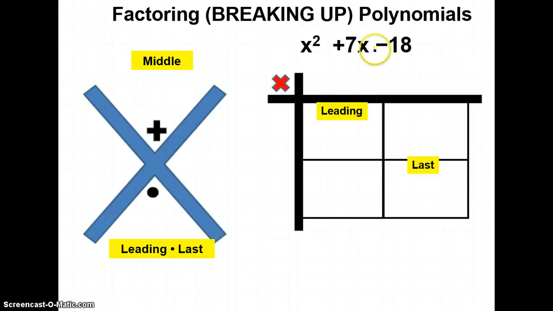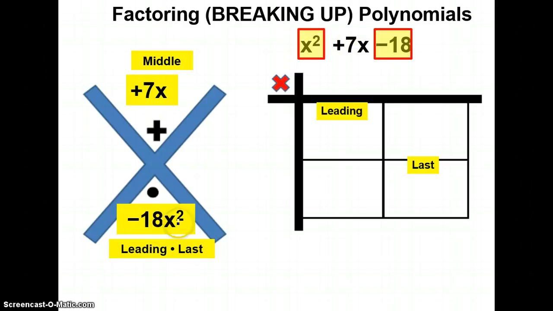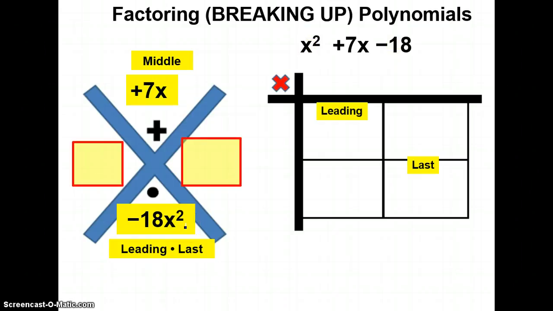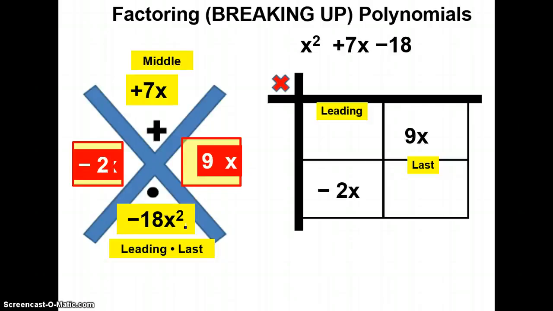Let's try another integer one. Our middle term is 7x. Our leading times our last is negative 18x squared. What two numbers can you think of that multiply to get me negative 18, but add to get me 7? Negative 2 and positive 9. Remember, it doesn't matter where these go. We'll put our leading and our last.